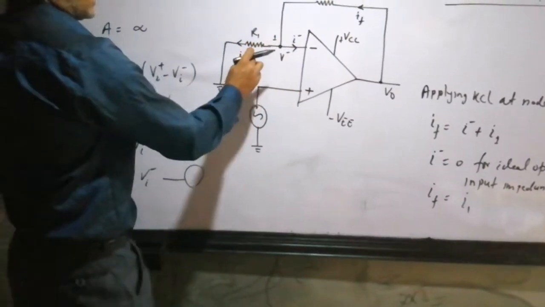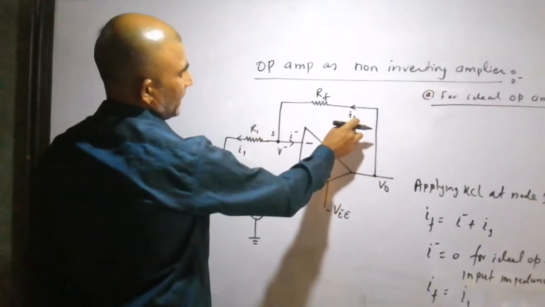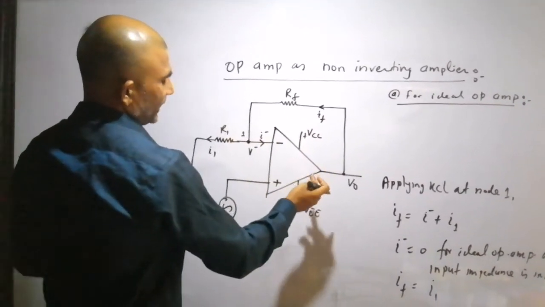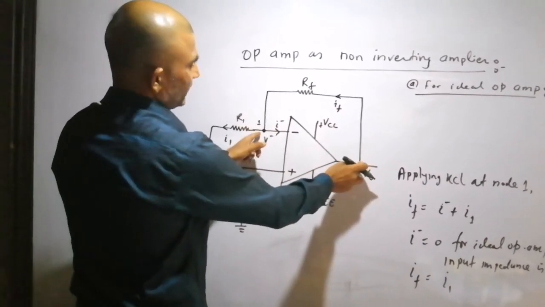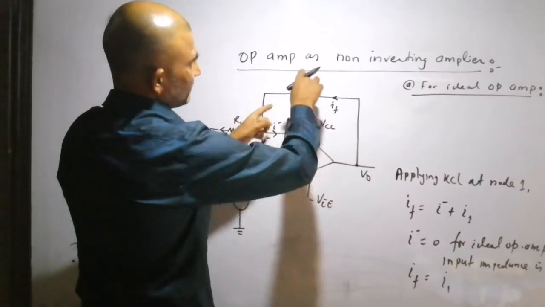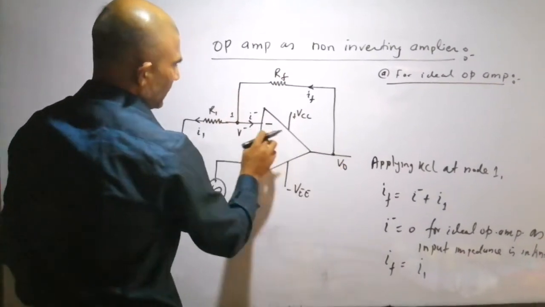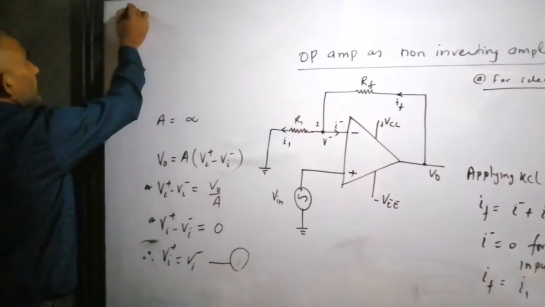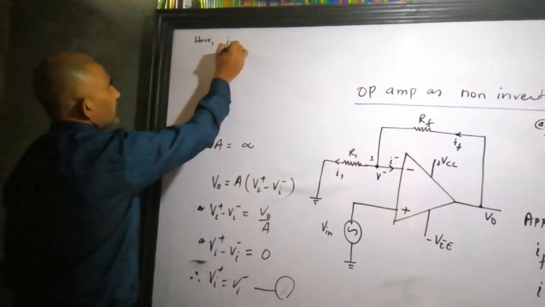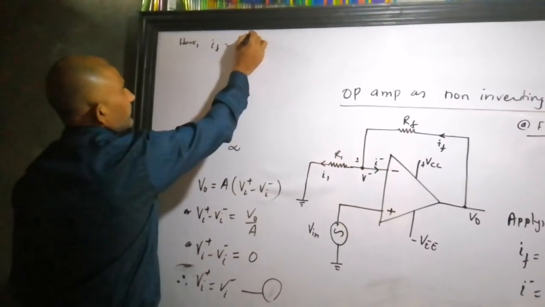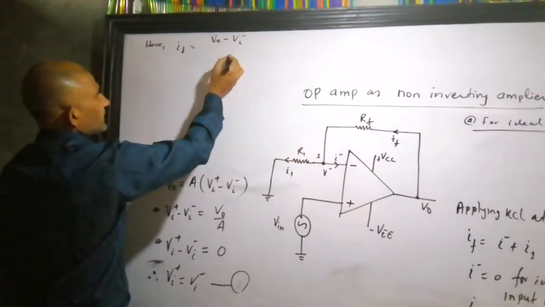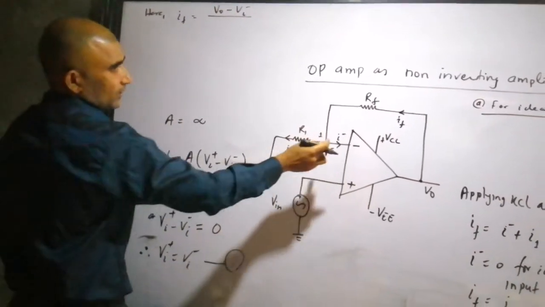And see this. If you want to get the value of IF, then what do we need? We need the difference of these two voltages and the impedance between them. So Vout and Vin. So I can write here IF equals Vout minus Vi minus, upon the impedance between them.